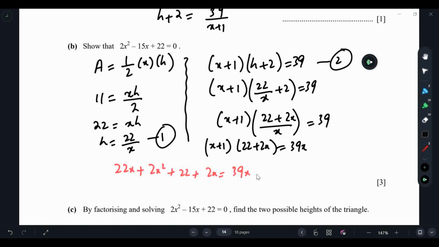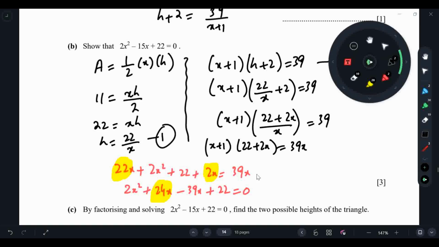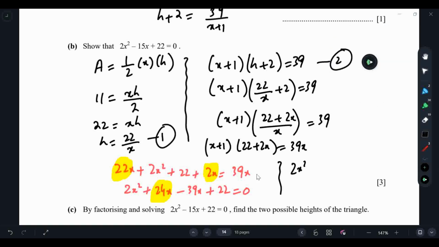I hope that the concept is clear. So this will be equal to 2x square plus 24x minus 39x plus 22 is equal to 0. How 24? Because these two are the like terms. 22x plus 2x is 24x. Similarly, if we simplify it further, this will be equal to 2x square minus 15x plus 22 is equal to 0. That is what we need to prove. So we have to use the given conditions to simplify it.